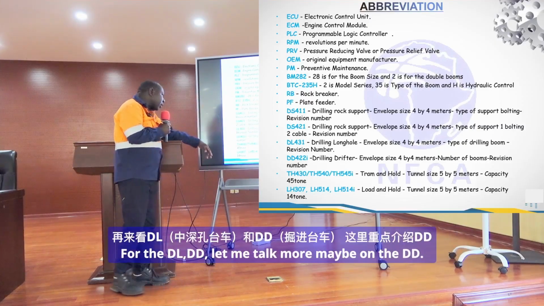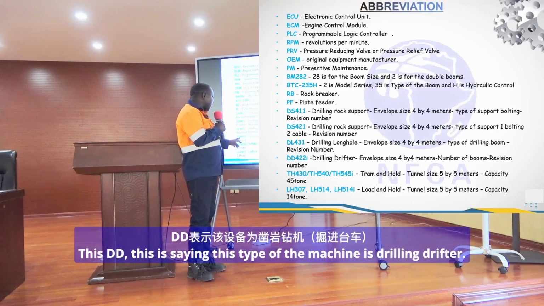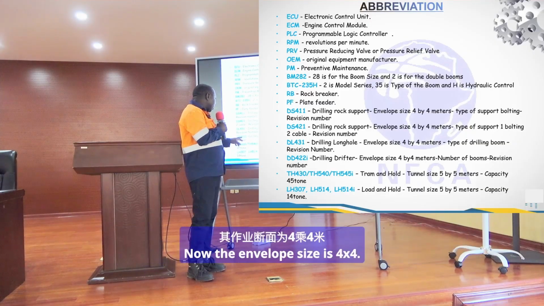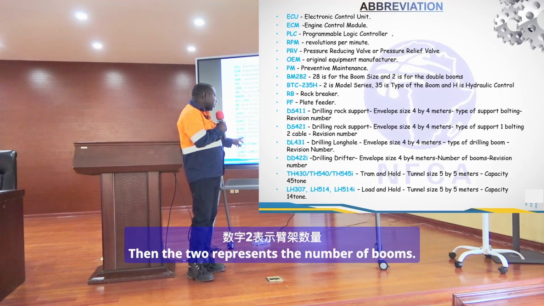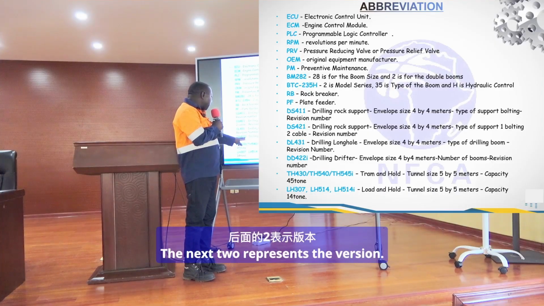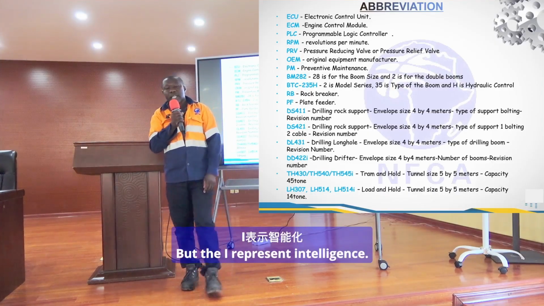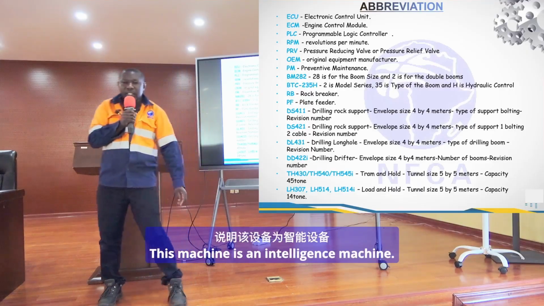For the DD, let me talk more maybe on the DD. This DD is saying this type of machine is a drilling drifter. Now the envelope size is 4 by 4. Then the 2 represents the number of booms. The next 2 represents the version, but the I represents intelligence. This machine is an intelligent machine.